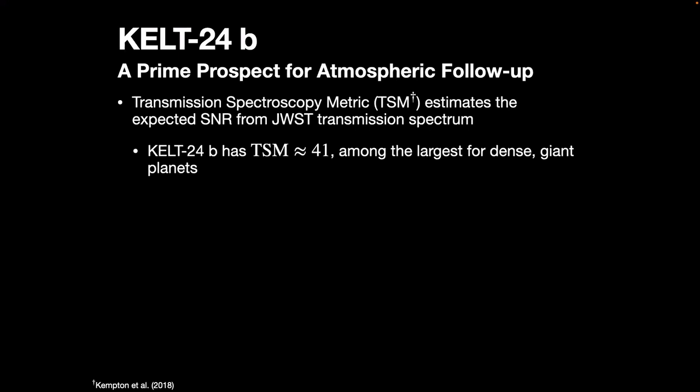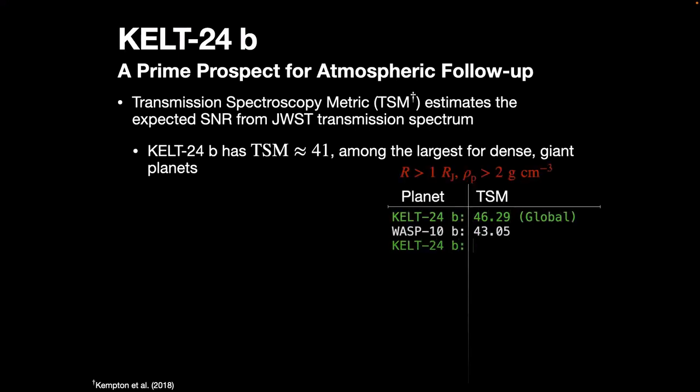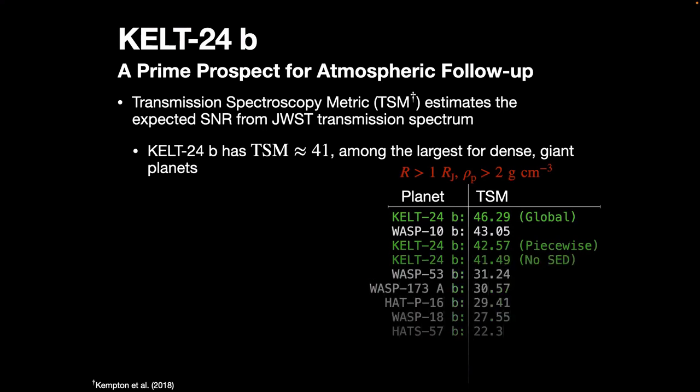And KELT-24b has among the highest TSM for all dense giant planets. What we can do here is, if we just consider giant planets that have over a Jupiter mass and densities greater than 2 grams per centimeter cubed, we see that KELT-24b is right there at the top of dense giant planets in terms of the TSM. Depends on which model you choose to adopt.